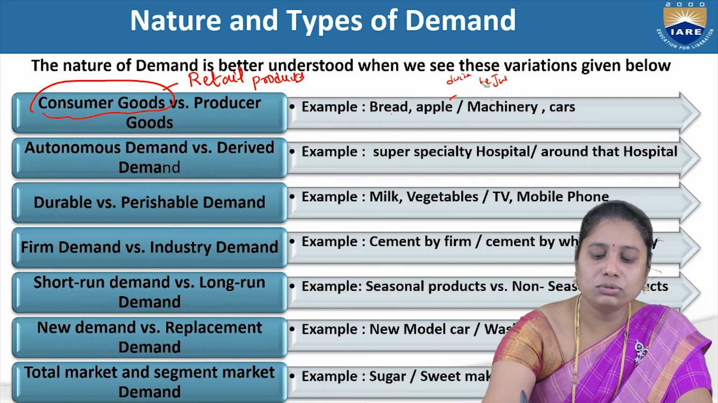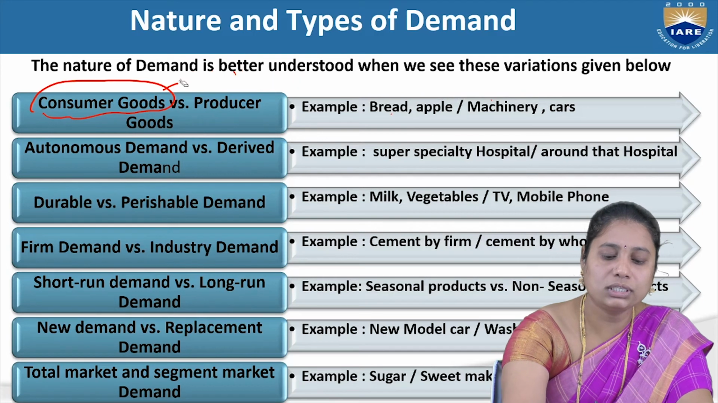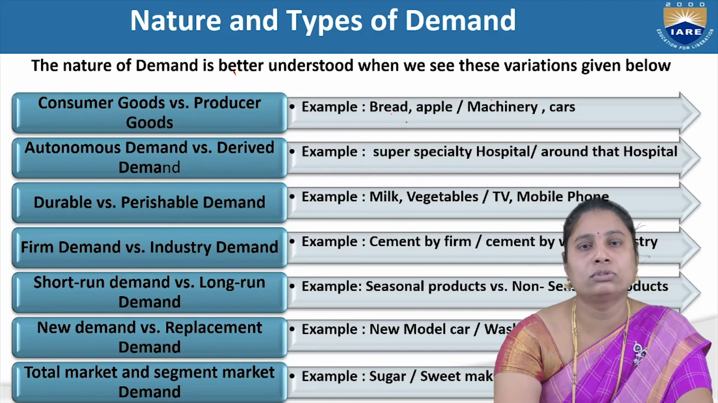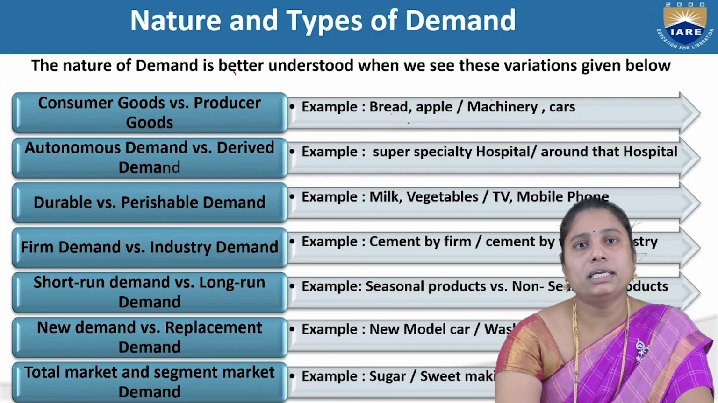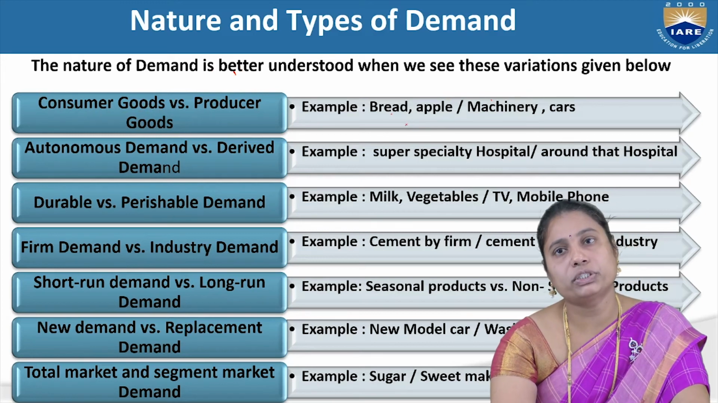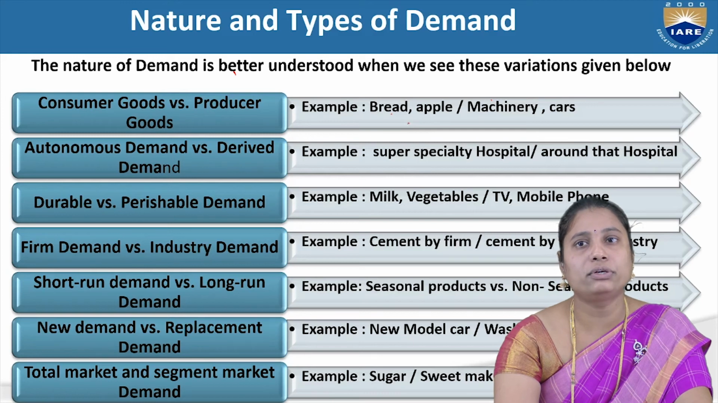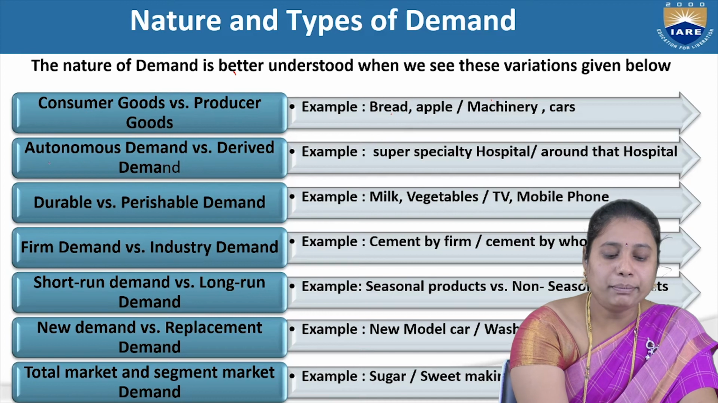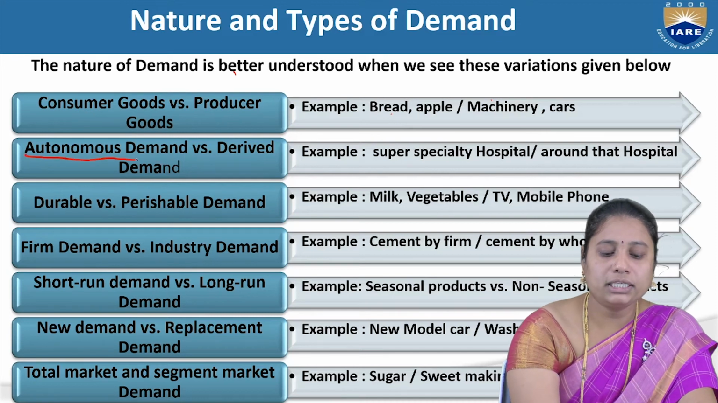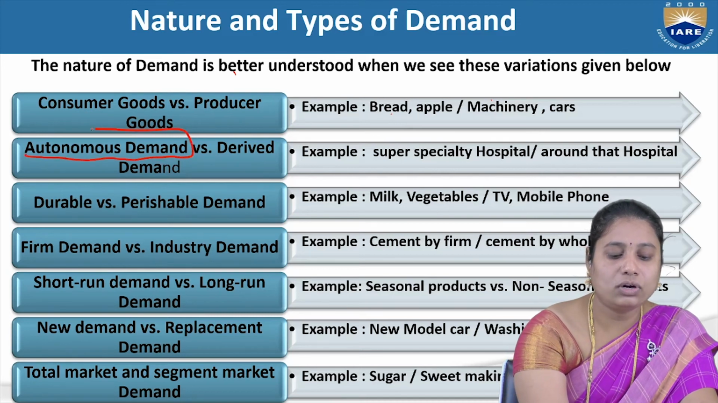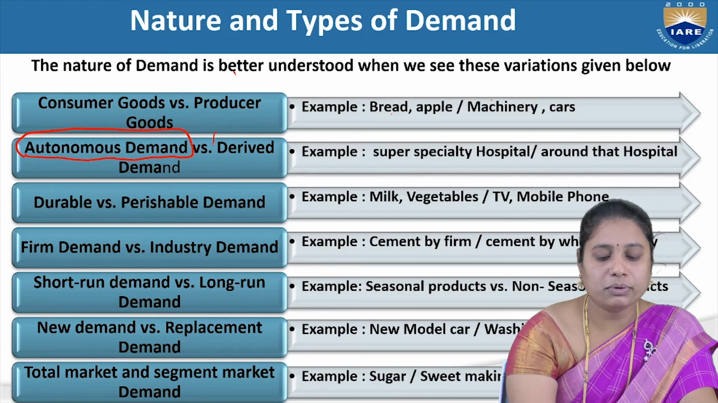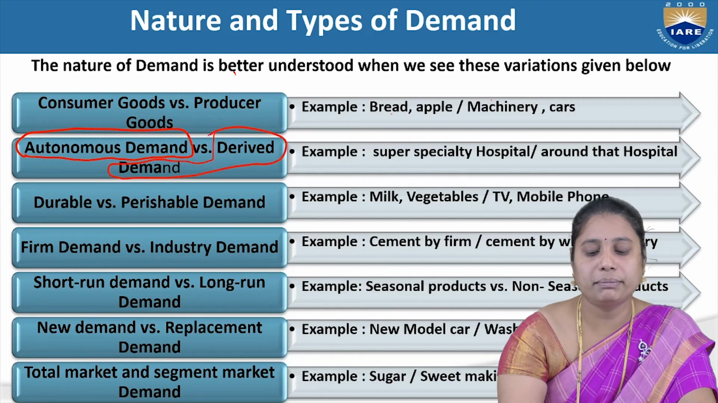So like this, goods are categorized: if they are required for direct consumption, they are called consumer goods. If they become an ingredient for the production of another product, they are called producer goods. Then the demand which is assigned to the product independently is called autonomous demand, and the demand which is derived for that product dependently is called derived demand.